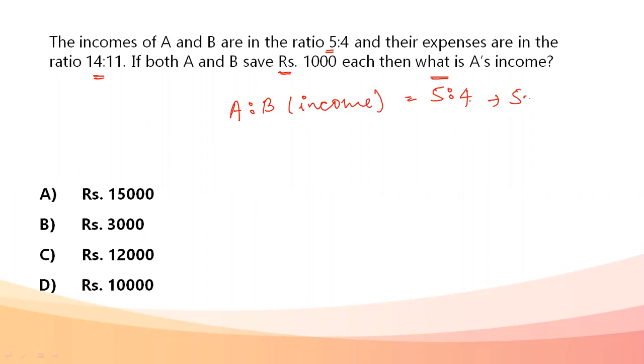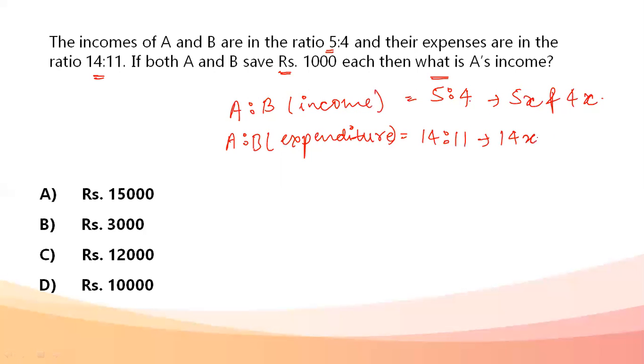Let's say their incomes are 5x and 4x. Okay, next thing. Same way, expenditure A is to B. Expenditure ratio given to us is 14 is to 11. That means it is 14x and 11x. Okay, now next thing, let's not take x because x we have already taken for income. We can take y. So let's make it as 14y and 11y so that when we do the further calculation, it will be easier for us to analyze things.